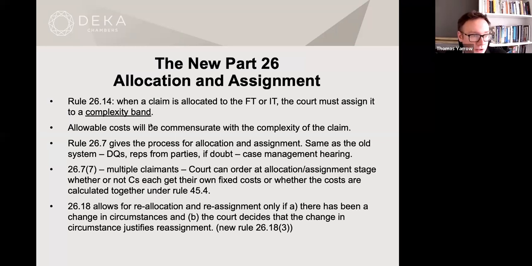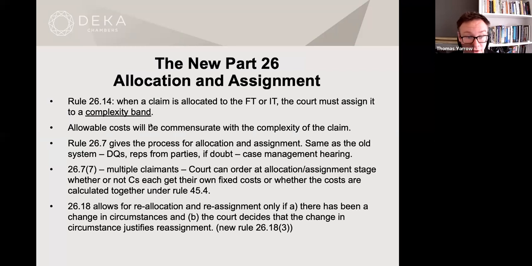And well, we'll never spend huge amounts of money for any of this because the numbers are low, but we might spend a bit more money if we know that we're in complexity band four, and we can afford not to run at a loss. So that's complexity. So Rule 26.7 gives the process for allocation and assignment.